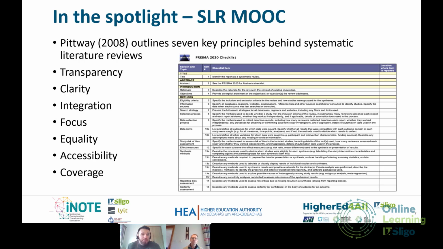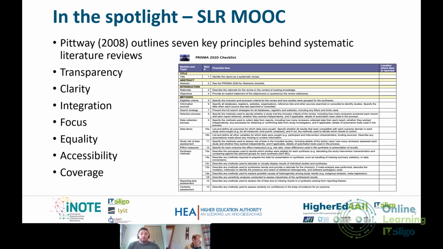Just here I have something that was within the WHO document as well. There are seven principles behind doing systematic literature reviews. Transparency is to be very clear in what you're doing. Clarity, the same: it's to show that it's repeatable, that someone could come along, take the steps of your methodology, and do it again. And then integration, focus, equality, accessibility, and coverage.